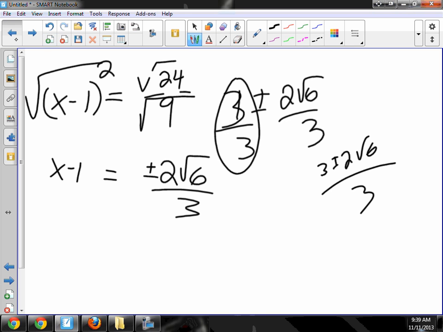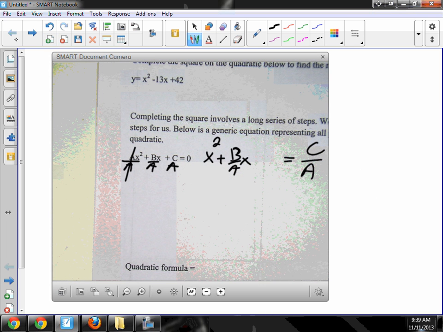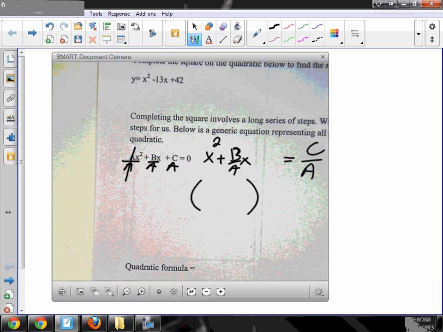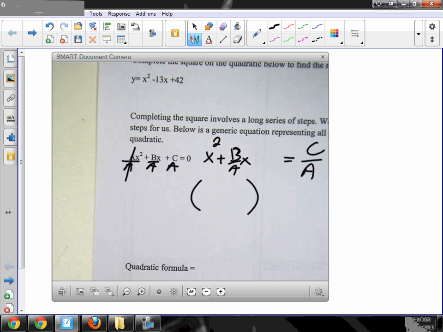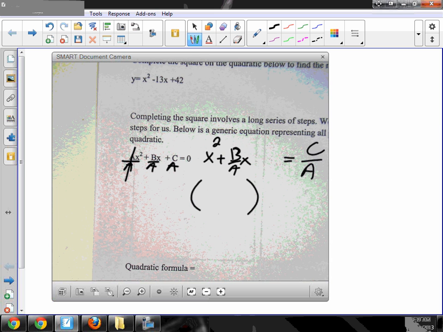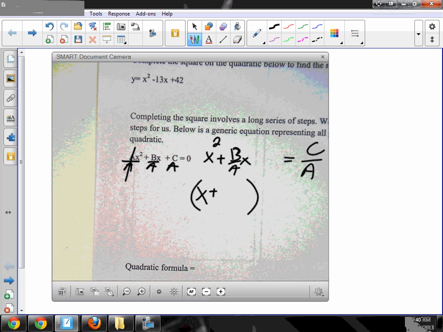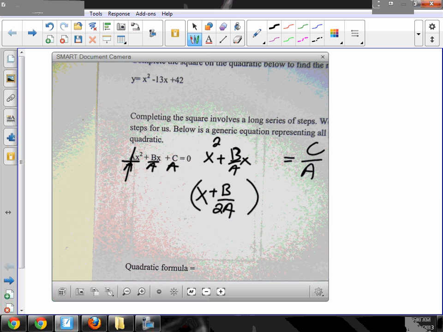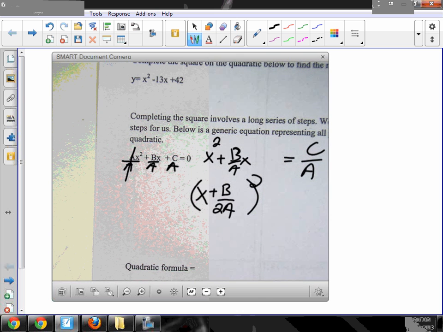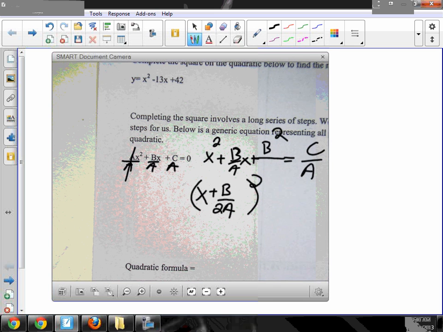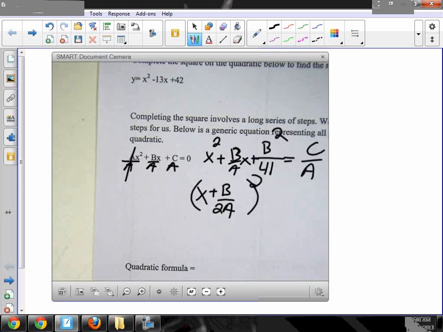So over here, what would my factor equal? Half of b over a. Well, how do you divide a fraction by 2? You double the denominator. So x plus b over 2a. If b over 2a is my factor, what's my perfect square? Plus b squared over 4a squared. A times b over 2a times 2a.